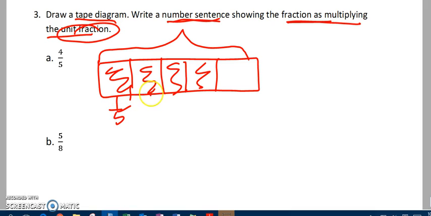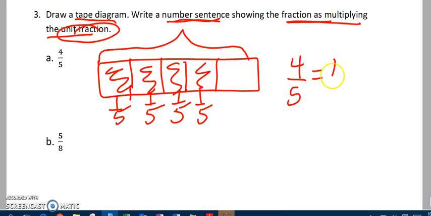And I need to write a number sentence showing these as a unit fraction that's multiplied. So this is 1/5, this is 1/5, this is 1/5, and this is 1/5. So I want to show multiplication. So how many 1/5s do I have? So 4/5 equals 4 times 1/5.